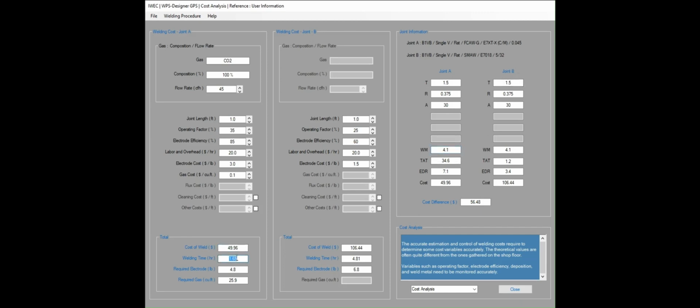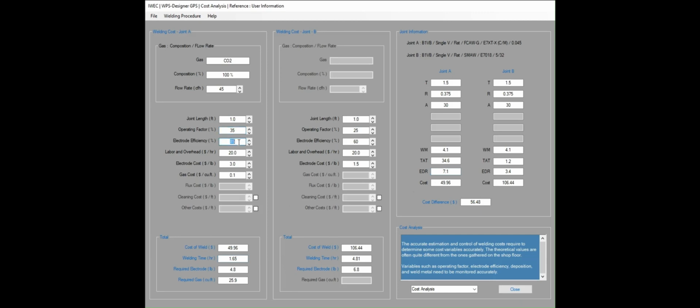In the present case, 2 WPSs for the same conditions, but with different welding processes, FCAW and SMAW, were analyzed. Although the 2 WPSs use the same amount of weld metal, the FCAW process uses the minimum welding time due to its higher deposition rate, operating factor, and electrode efficiency.